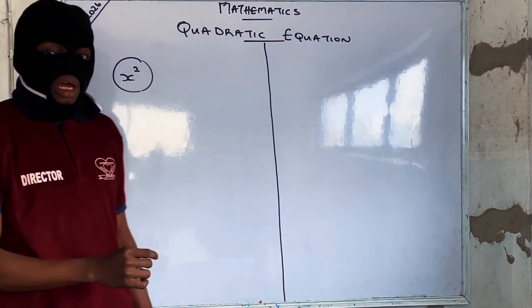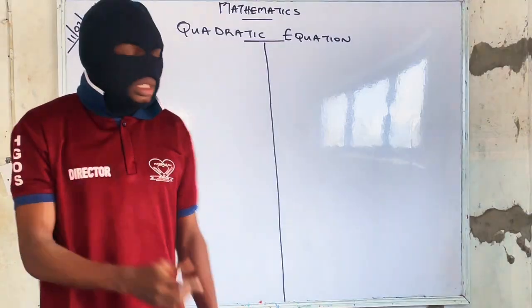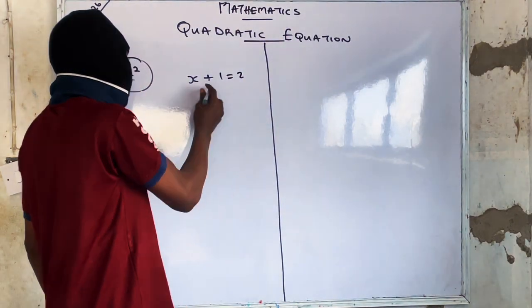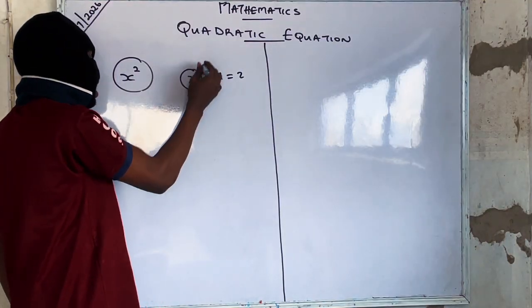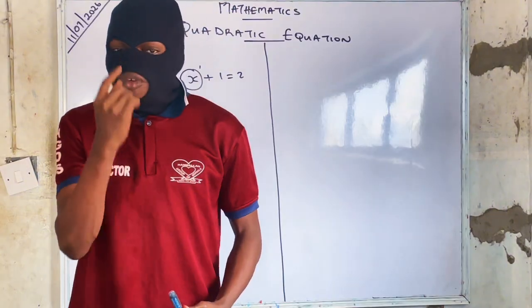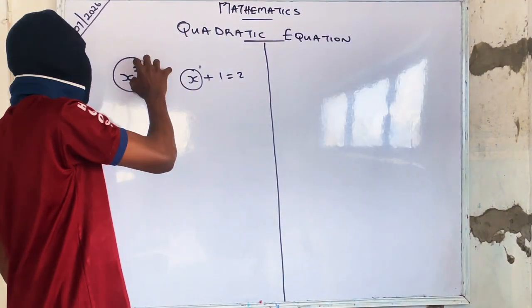For example, for a linear equation, if you have, let's say, x plus 1 equals 2, you can see that the highest power of this x here is 1. That is why it is called a linear equation. But for a quadratic equation, the highest power is 2.